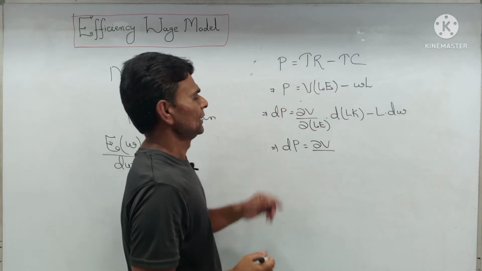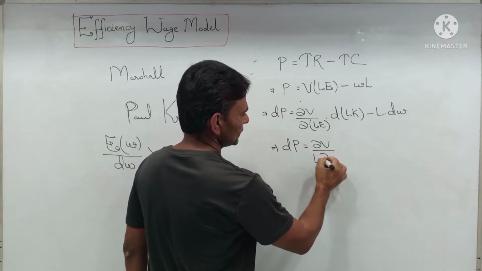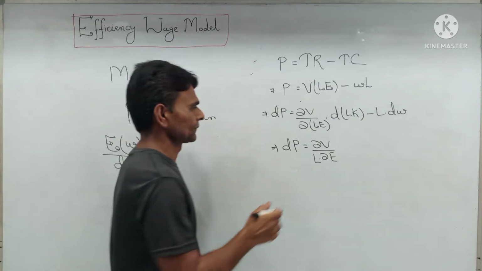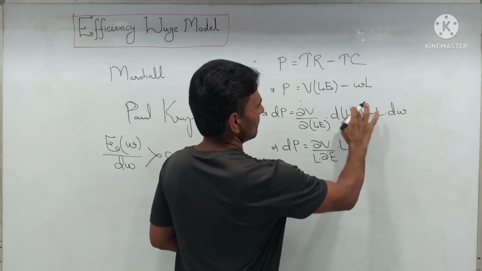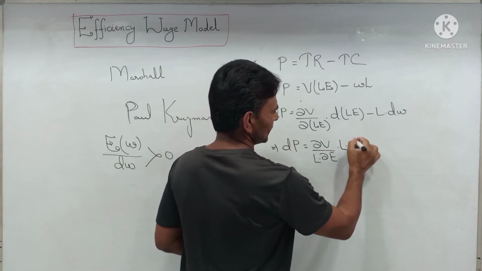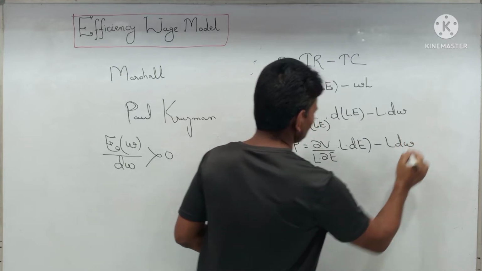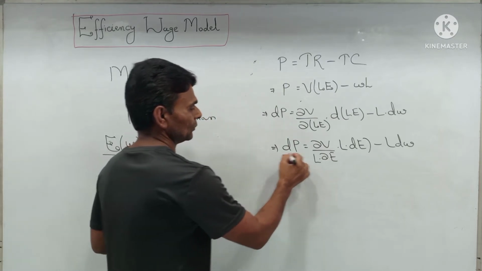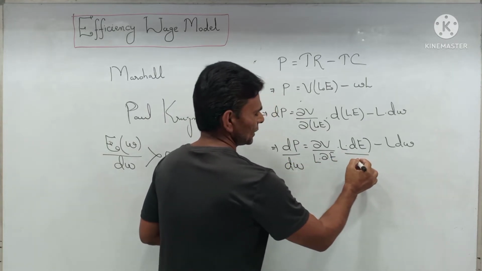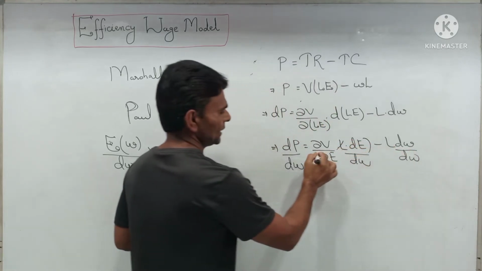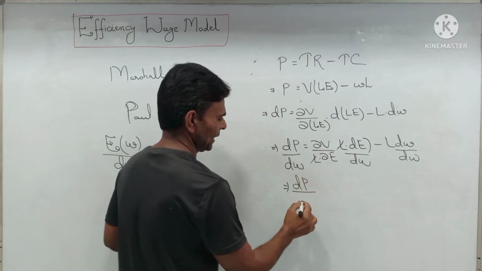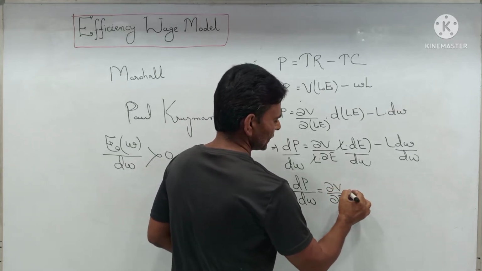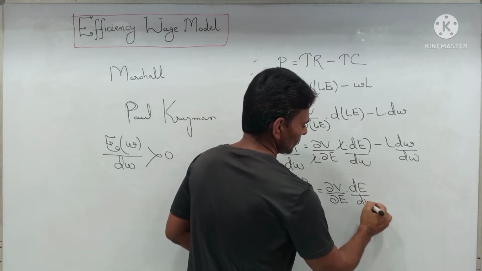V is a direct function of LE. Now, L del E. Here L is constant. It indicates the amount of labor employed. And here, L dE and L dW. In order to have the total derivative, we need to divide both sides by dW. Here dW, dW, L and L cancel out. Now the final equation we have: dP by dW equals dV by dE times dE by dW, minus L.